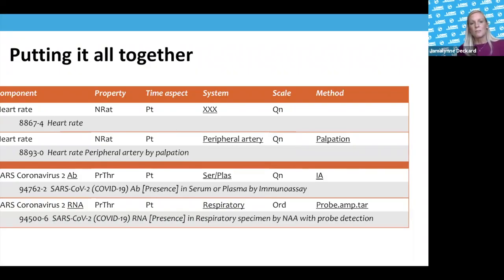And then there's also where some systems want to differentiate between any heart rate generated anyway, or those determined by palpitation. And so that would be the second code there. And then for SARS coronavirus, you see the components are slightly different, where one's the measurement of an antibody, and then the second one is the measurement of the RNA. Also, they're different specimens. So antibodies measured in serum or plasma, and then by immunoassay for the method. And then for the RNA, it's in a respiratory specimen with typically PCR, but nucleic acid amplification with probe detection.